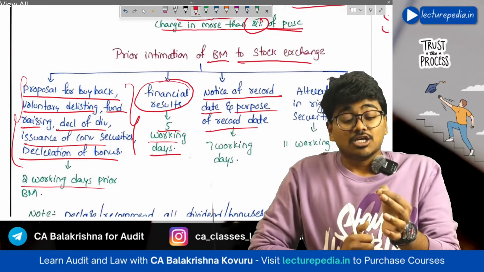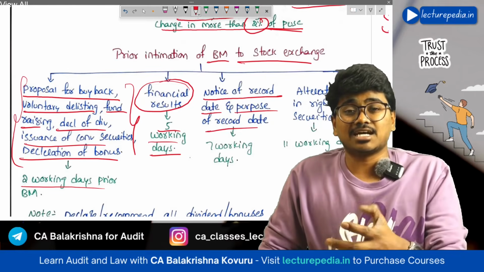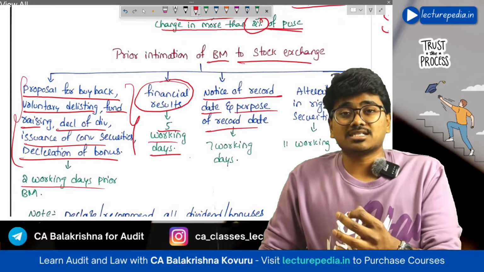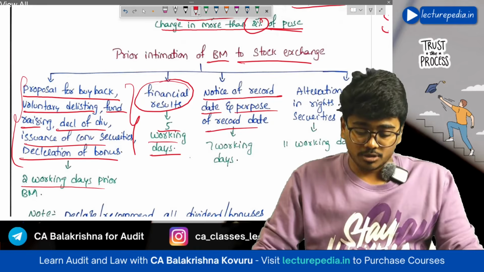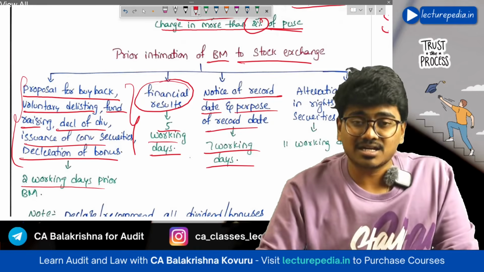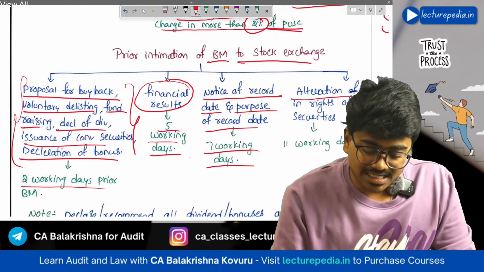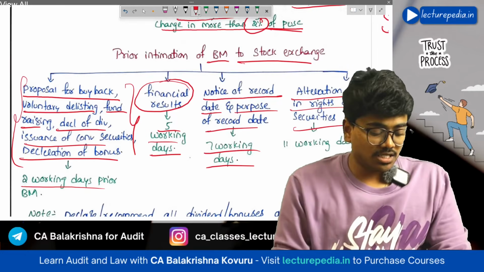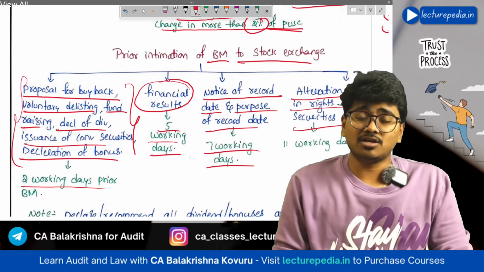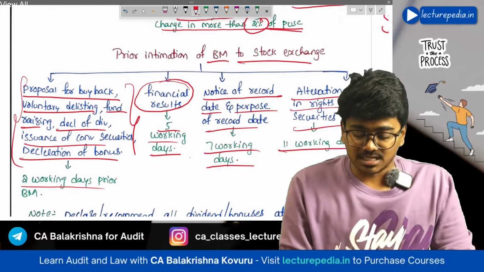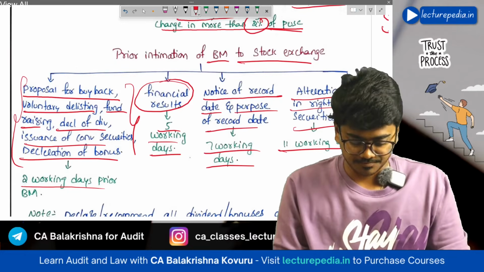Like this, if you are going to discuss the cutoff date in the board meeting, then intimation about such board meeting has to be given at least 7 working days prior to the stock exchange. Next, alteration in rights of the securities. If in the board meeting you are going to discuss alteration in the rights of any of the shares, then you have to give at least 11 working days notice or intimation to the stock exchange.